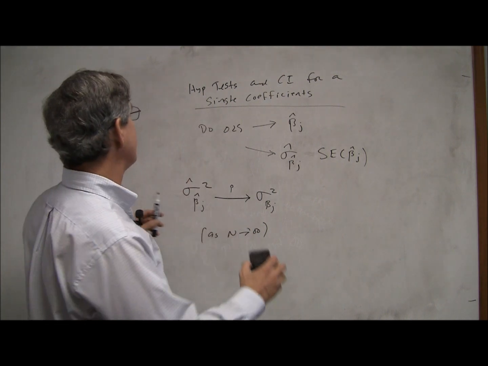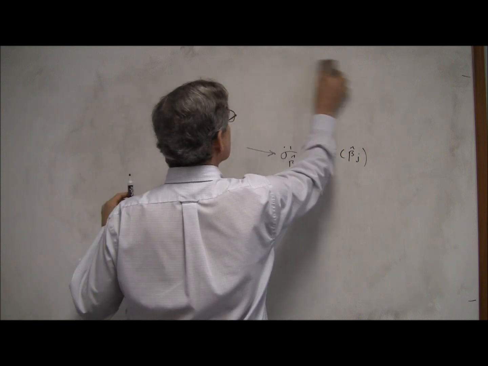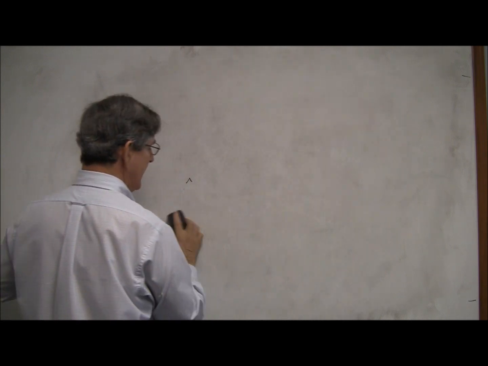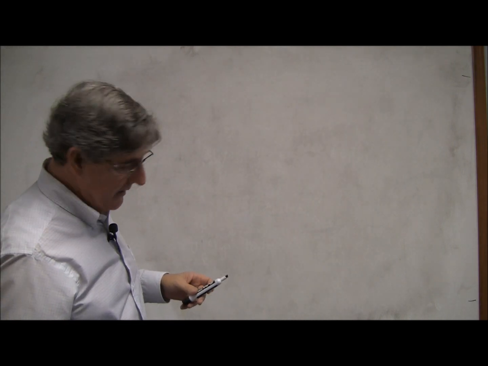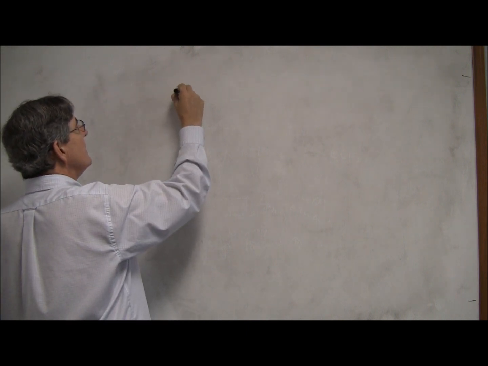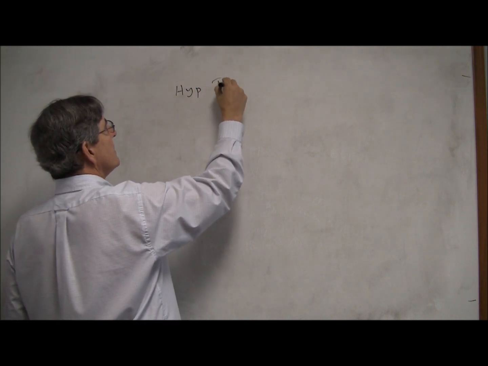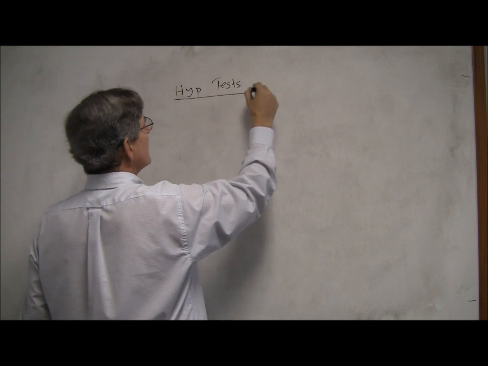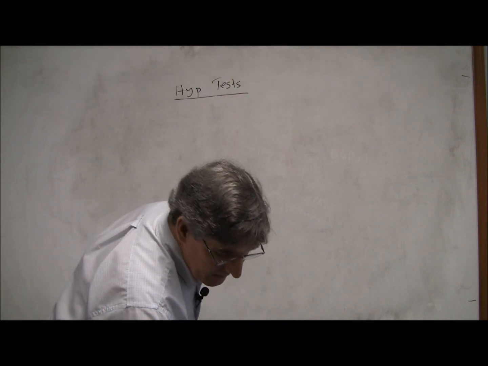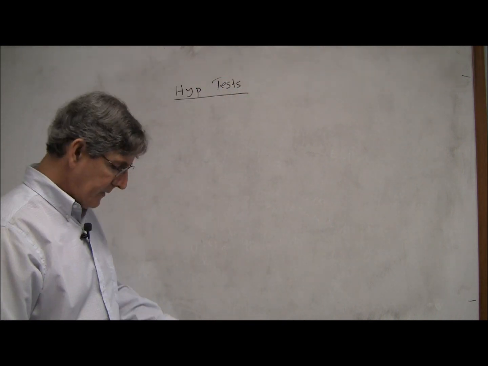So let's look at hypothesis tests to begin with, and then we'll do confidence intervals. And we can run through this fairly fast because there's really nothing new here compared to what we already did in the earlier chapter on hypothesis testing. Is that chapter 5? I think so.